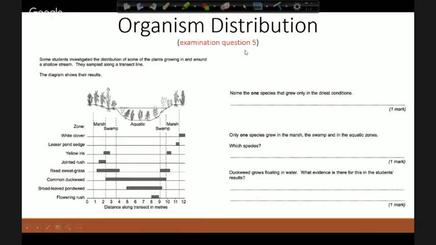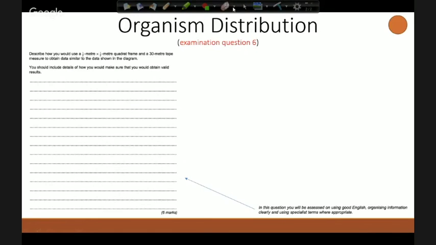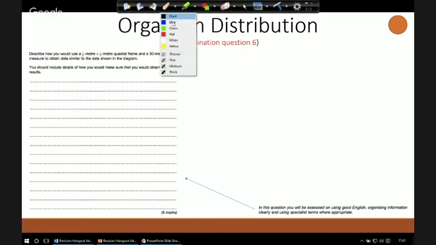Okay, question 6. Now this is a classic 6-marker answer that we find in the additional paper. And again, you'll be expected to use your good English, your spelling, your punctuation, your grammar. They're asking how you would use a 1/2 meter by 1/2 meter quadrat and a 30-meter tape measure to obtain similar data to that shown in the diagram from a previous one, looking at perhaps marshland, aquatic zones.